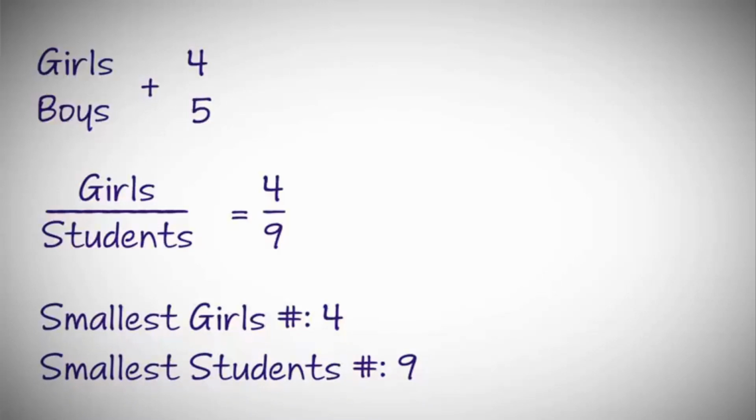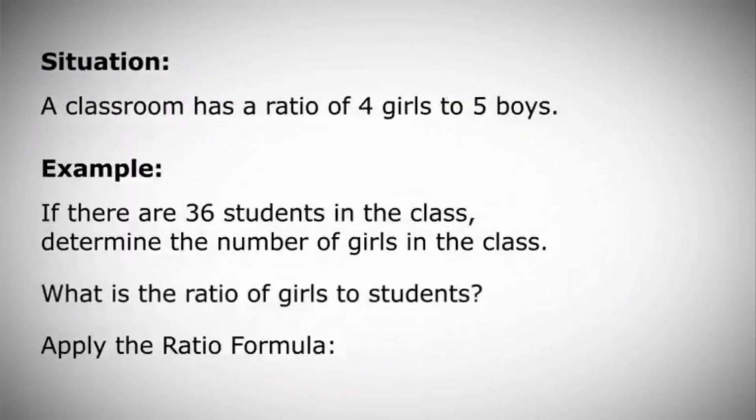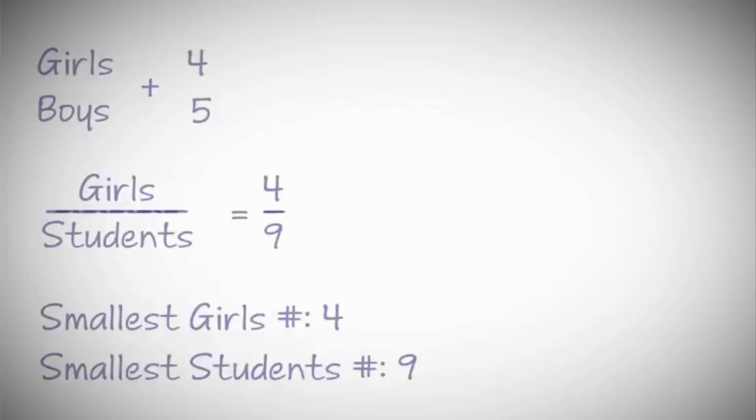But what if a question stem gives us more information? What if it does give us an actual value? Let's take a look at the next example. Using the same ratio, if there are 36 students in the class, determine the number of girls in the class. First, we want to consider what is the ratio of girls to students.